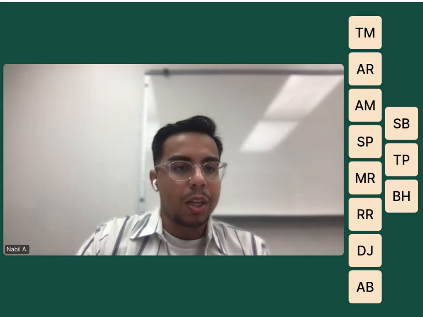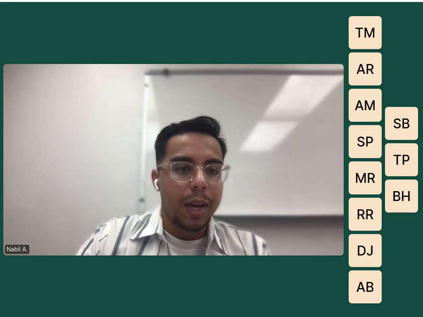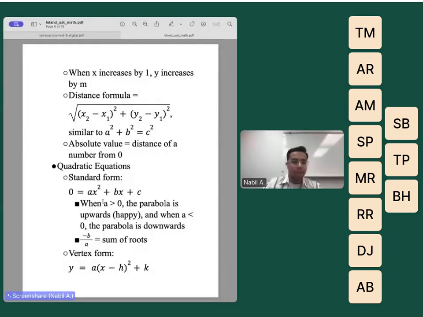That is tested heavily on the SAT math, so this is really a high yield concept. I have listed here the absolute value. This is a pretty straightforward concept, but basically the absolute value of a positive number is just itself. The absolute value of a negative number is just the sign flipped. So let's just say if it was -5, it will just be 5.